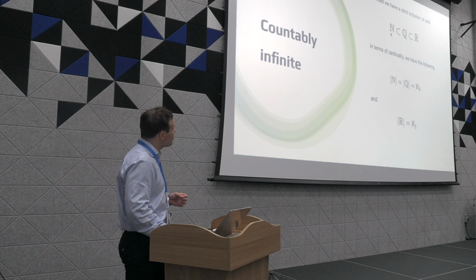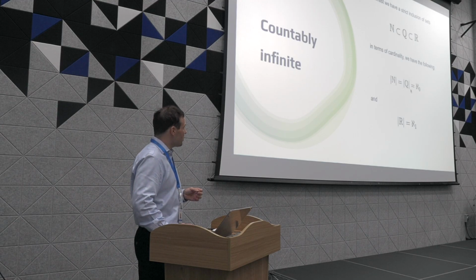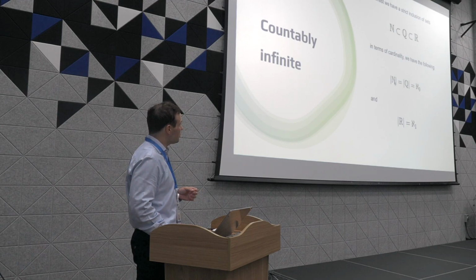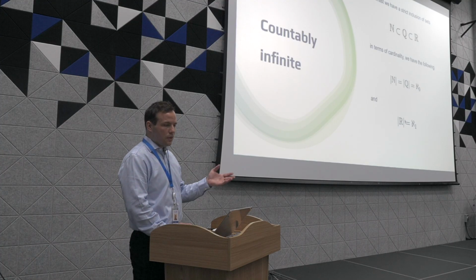So whilst we have this strict inclusion of sets, in terms of cardinality we have this result here where the rationals are the same size as the naturals and the reals is something different.